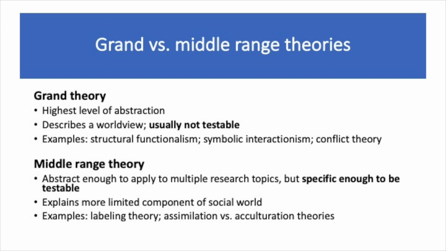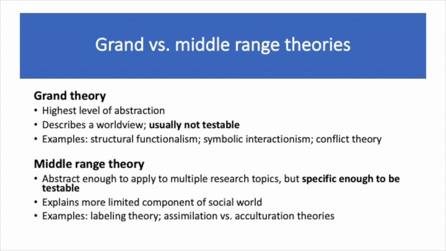Now, on the other hand, we have what we call middle range theories. And these theories are still abstract, so we can apply them to multiple research topics, ideally multiple contexts, but it's not so general that it can't be tested. So middle range theories are specific enough to be tested. They are testable. They do explain more limited components of the social world than a grand theory does. They're in the middle.